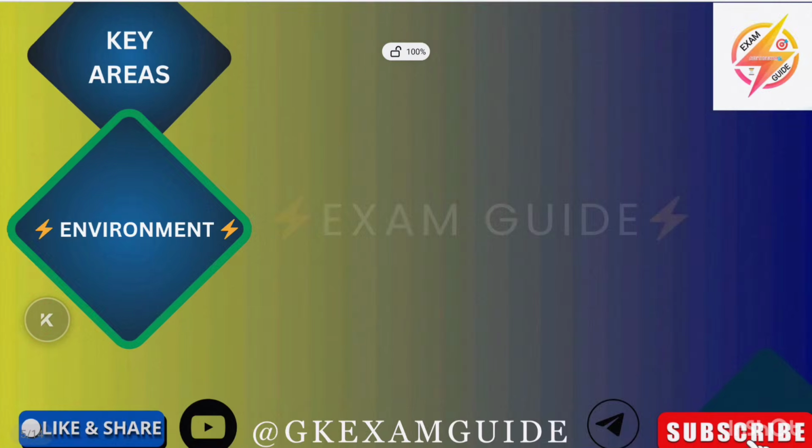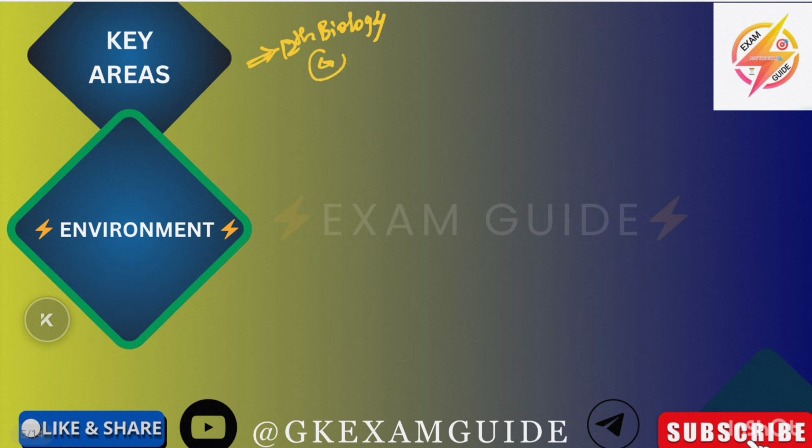Next we are coming to the environment. In environment, first you must read the last 4 chapters of 12th biology. It includes ecology and ecosystem, biodiversity conservation, and pollution. These are most important.